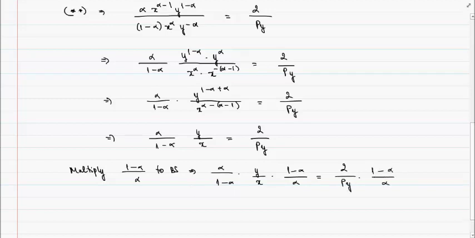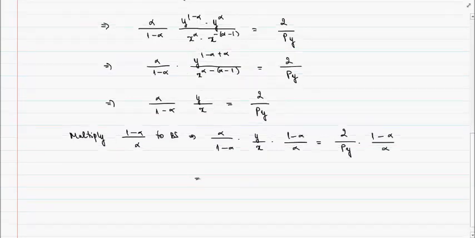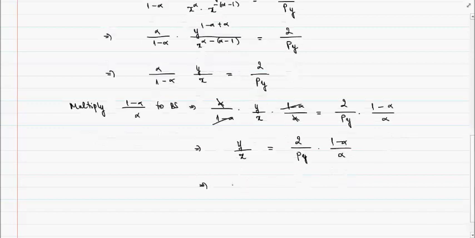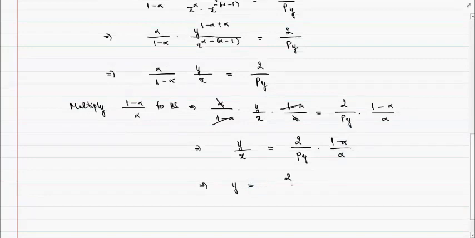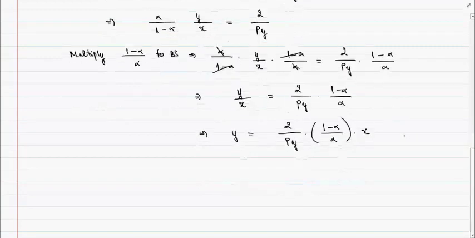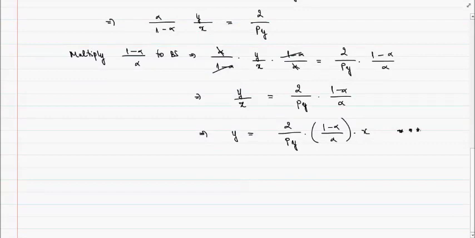Okay, so if I multiply 1 minus alpha on alpha to both sides of this equation, the purpose of doing this is just to get rid of this alpha on 1 minus alpha over here. So as you can see, this will cancel with this. Okay, so what I have left is y on x equal to 2 on py times 1 minus alpha on alpha, and so therefore I have y is just going to be equal to 2 on py times 1 minus alpha on alpha times x. Okay, so this is my 3-star equation.